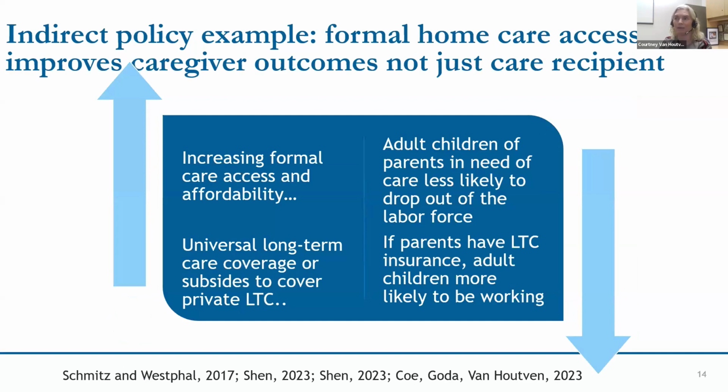Indirect policy example: formal home care access improves caregiver outcomes, not just the care recipients', as Norma highlighted in her talk. Increasing formal care access and affordability can make adult children whose parents need care less likely to drop out of the labor force, from some evidence from Schmitz and Westphal and Karen Chen. And Norma and Gopi and my work has found that universal long-term care coverage, or increasing private long-term care coverage, frees up the adult children whose parents purchased a policy so that they are more likely to be working full-time or working in the labor markets.